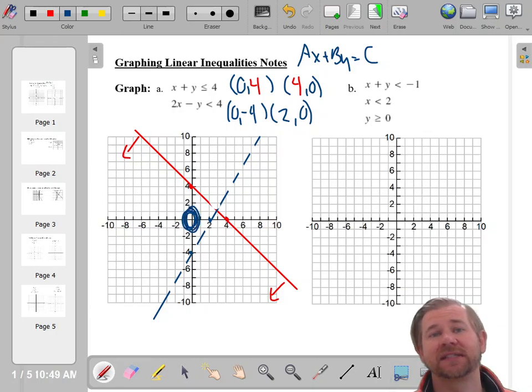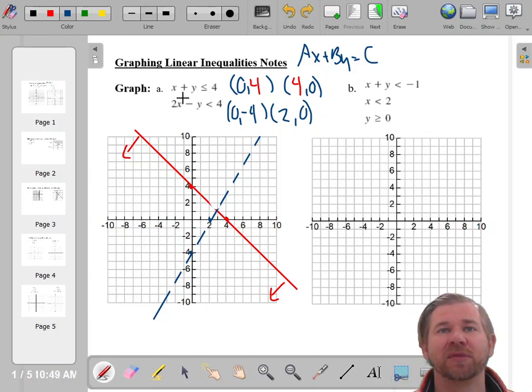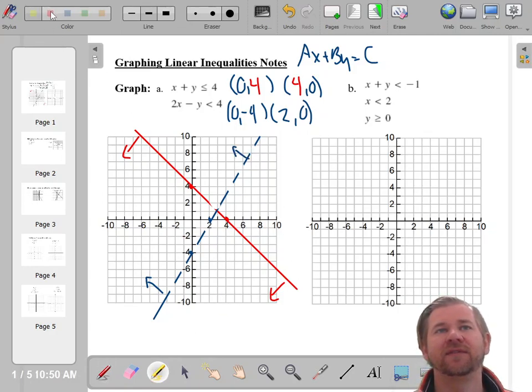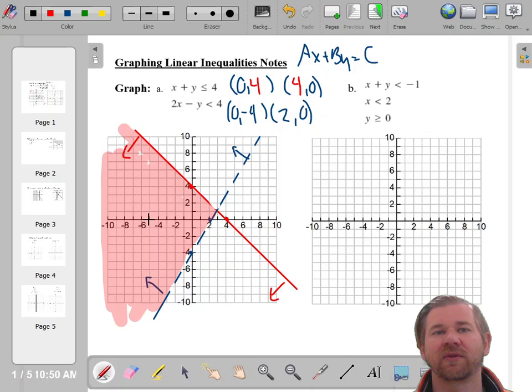Now, I'll test another point. And again, I always test the origin if I can because it's the easiest thing to plug in. Is 0 plus 0 less than 4? Yes, it is. So all the points on this side work. So I will shade towards those. And what I'm concerned about is the overlap. And if you look carefully, that's this way and this way. So the overlap is right here. This is the solution set. So this is what we want to shade in. And what this is saying is that any ordered pair you pick right here will work in both inequalities.